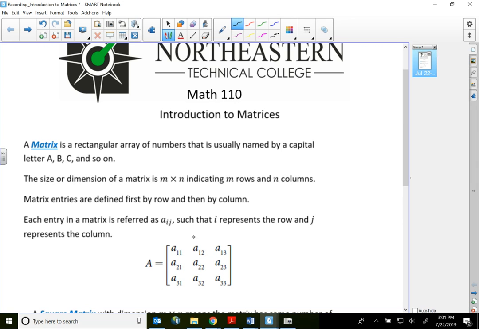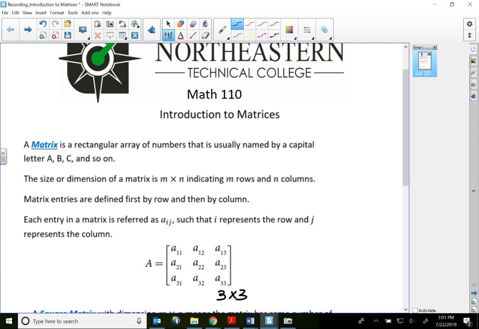If you look at this matrix down here, my matrix A is written with brackets. There are 3 rows, so m is 3, and there are 3 columns. So that will be 3 by 3. That's called a 3 by 3 matrix.